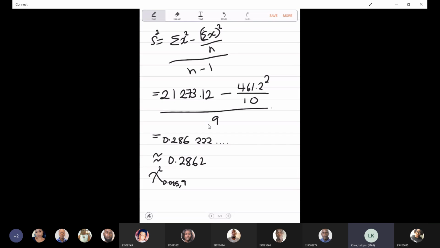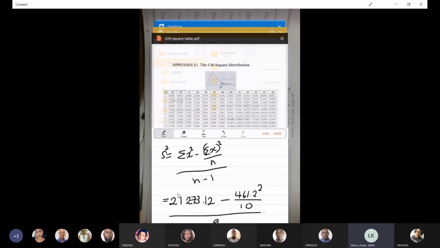So this value we'll read from the table. And then we have the chi-squared of 1 minus alpha over 2. So this is 1 minus 0.025, which is 0.975. And then the degrees of freedom is also 9. Okay, so this is what we need to read from a table. Let me see if I can get the table now.